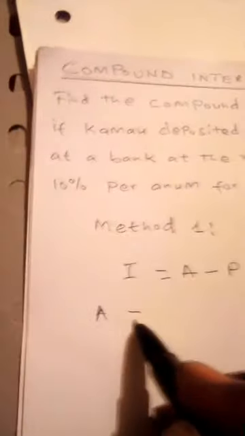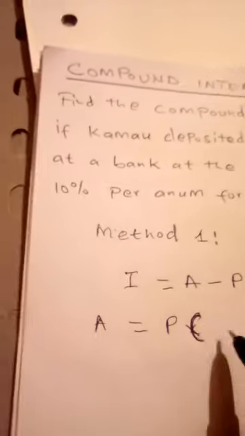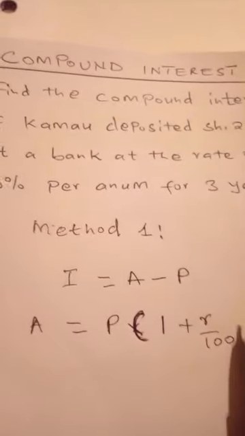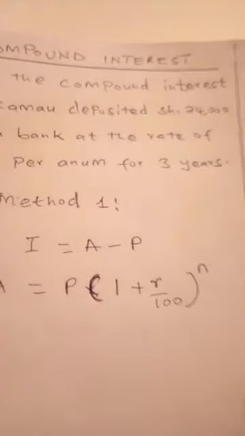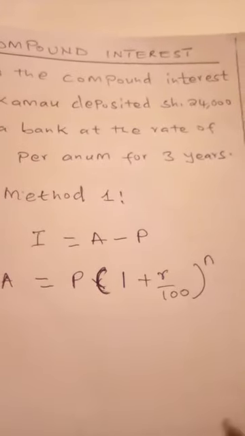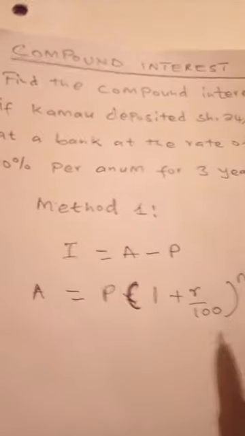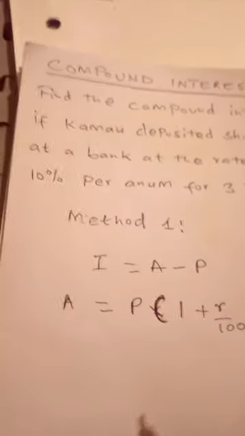We should know that amount is equivalent to principal. We open the brackets. It is 1 plus r over 100, then to the power of n. I want to clearly explain to you what these symbols mean, these letters that I've used here.